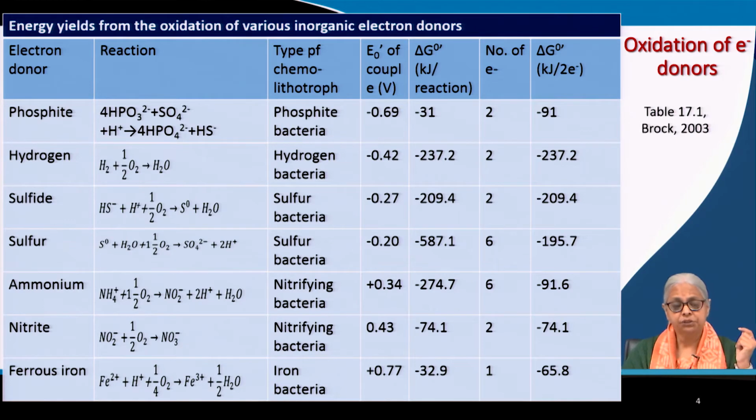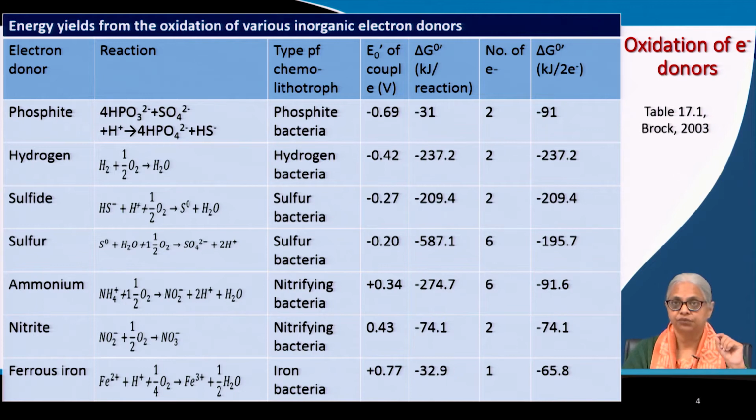You have ammonia, which is being converted to nitrite and nitrate by nitrifying bacteria. Again, these are autotrophic bacteria. Then you have ferrous iron being converted to ferric iron. I've already said a little bit about that in the iron cycle. So these are all examples of the utilization of inorganic electron donors, their combination with oxygen as the terminal electron acceptor. Now let's take a look at the first one.